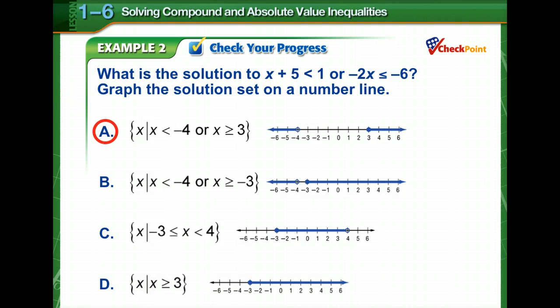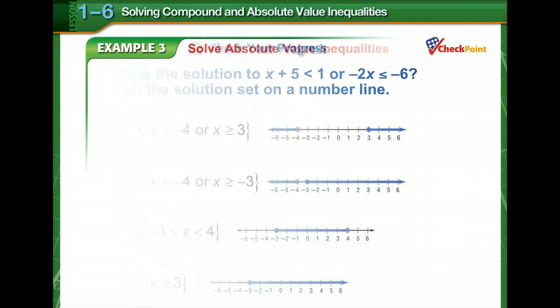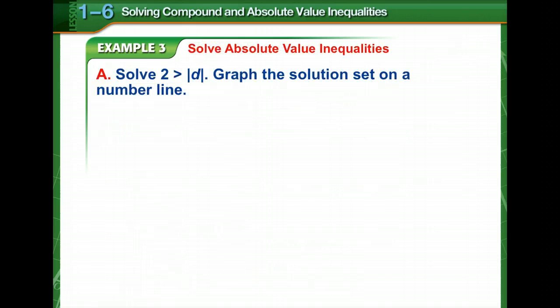Very good. x is less than -4, or x is greater than or equal to 3. Now we're going to solve absolute value inequalities. So we have 2 is greater than the absolute value of d, and we're asked to graph the solution set on a number line.